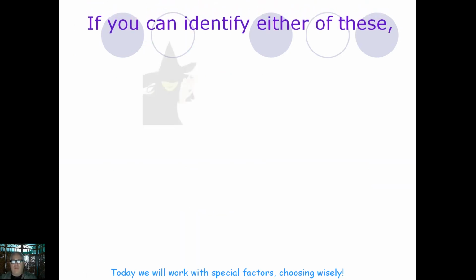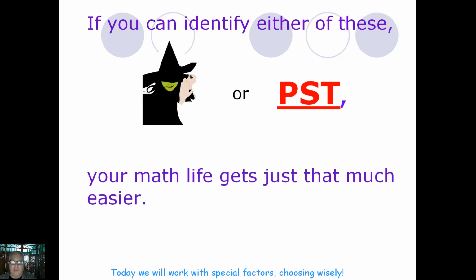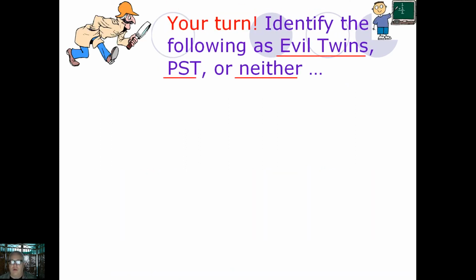Okay. Now if you can identify either of these, the evil twins, difference of squares, or PST, the perfect square trinomial, your math life gets much, much easier. So, your turn here. Identify the following as evil twins, PST, or neither. PST, of course, is perfect square trinomial. So what do you think about that one? X squared plus 4x plus 4. I'll give you a few seconds to think about it. Is that evil twins or a perfect square trinomial or neither? Well, that's a perfect square trinomial. You'll notice that 4 is a perfect square and positive 4 is a perfect square.